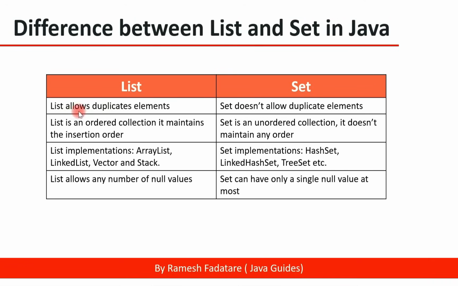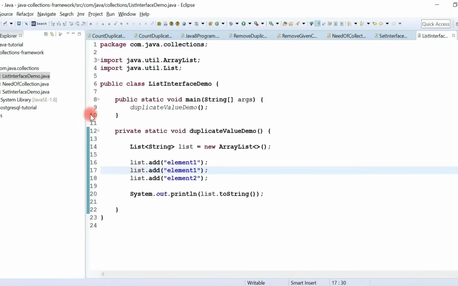Alright, list allows duplicate elements, whereas set does not allow duplicate elements. We can store duplicate elements in a list, but when we try to store duplicate elements in a set, it basically replaces the existing value. Okay, let me demonstrate this point with an example. In Eclipse I have created a program.